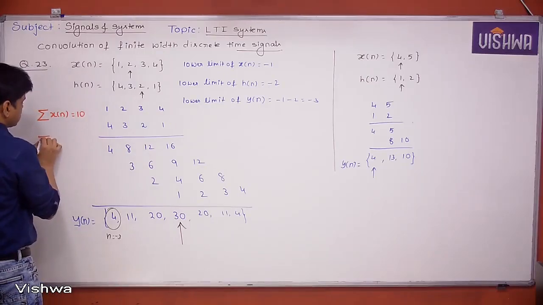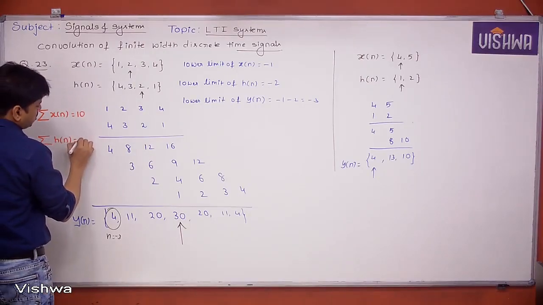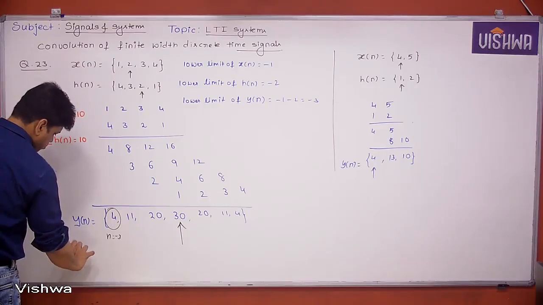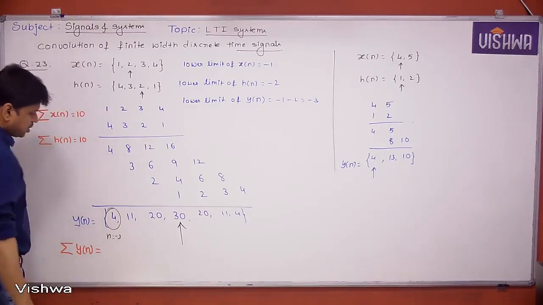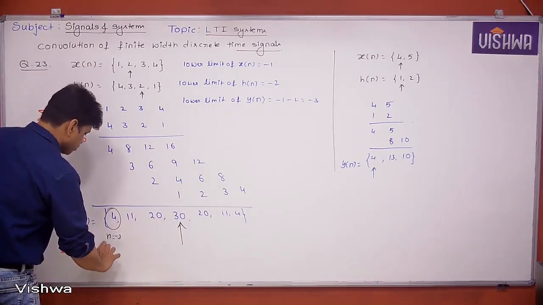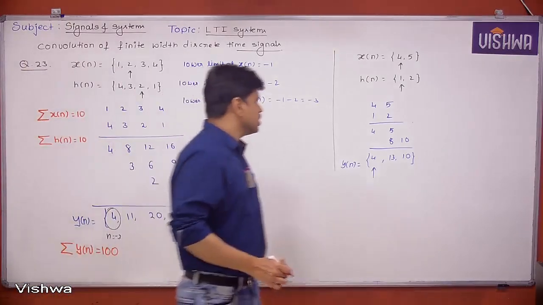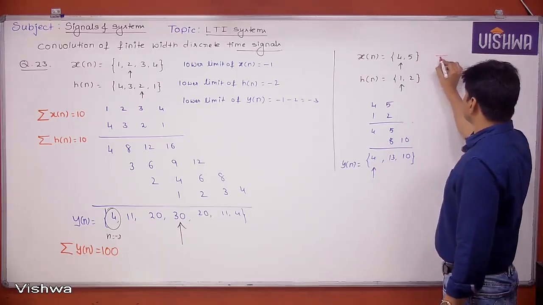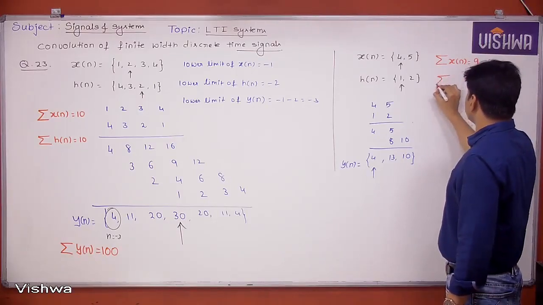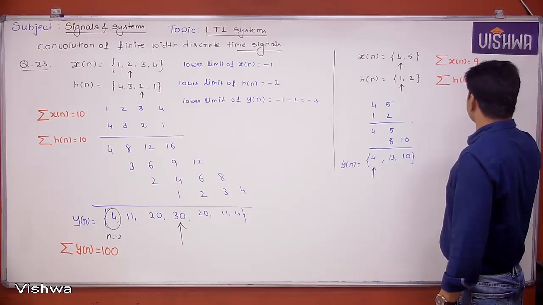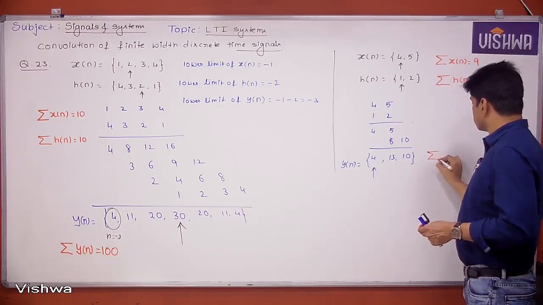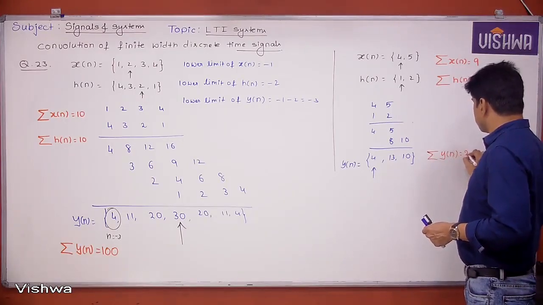Now, if we take the summation of h of n, that is 4 plus 3 plus 2 plus 1, that is also 10. But if you take the summation of y of n elements, that is 4 plus 11 plus 20 plus 30 plus 20 plus 11 plus 4, that is going to give you 100. This is one thing. Next, coming to this problem. Here also, the summation of x of n is 4 plus 5, which is 9. The summation of h of n is 3. The summation of y of n is 27.